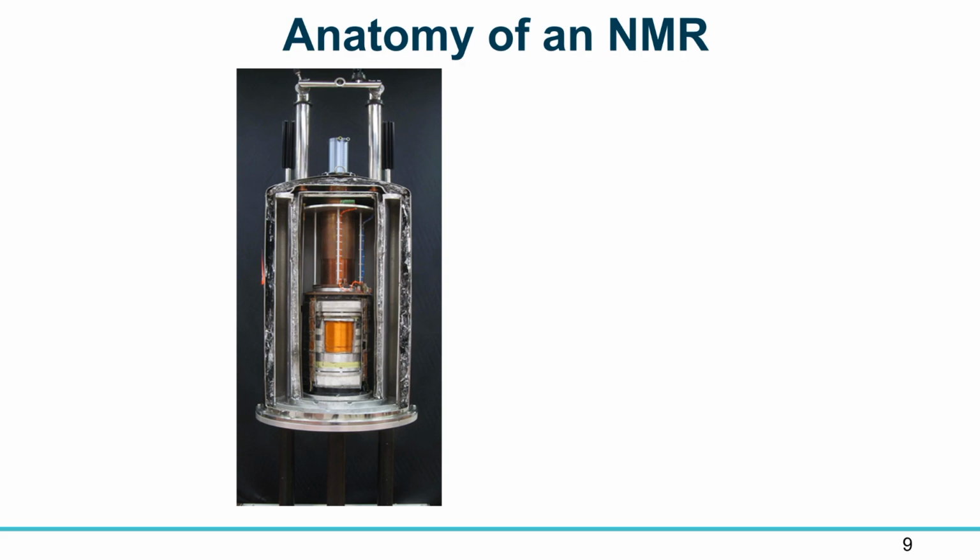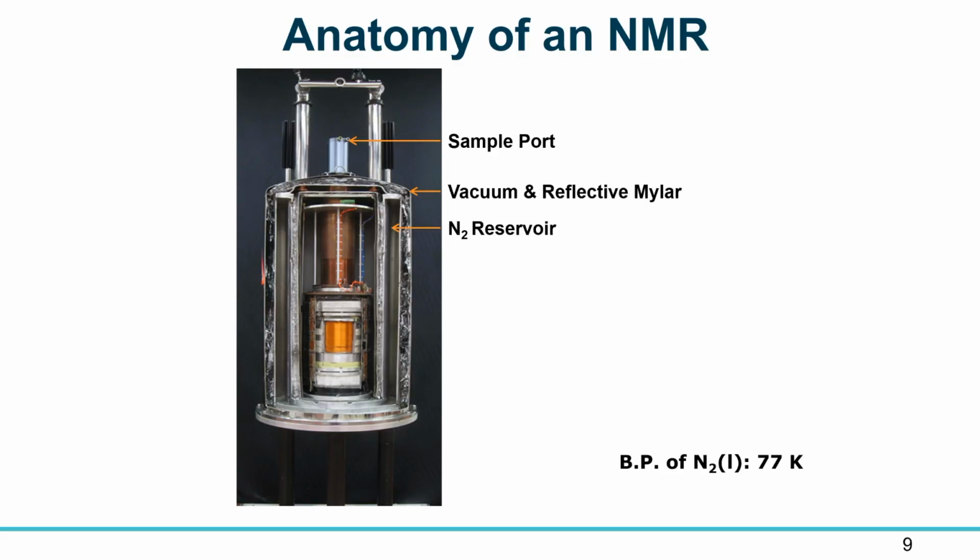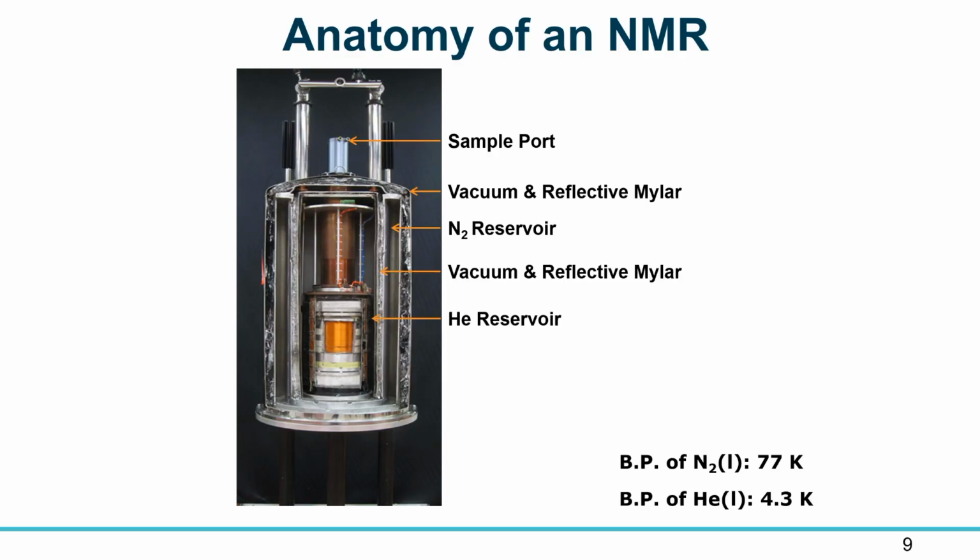Samples are placed in plastic spinner adapters and put into the top of the instrument via the sample port. The outer layer of the instrument is composed of reflective mylar and vacuum sealed for insulation. As we move further in, there is a liquid nitrogen reservoir at approximately 77 Kelvin, which serves as the first layer of refrigerant. Next, there is another layer of reflective mylar and vacuum sealed for insulation, followed by a liquid helium reservoir at approximately 4 Kelvin as the second layer of refrigerant.